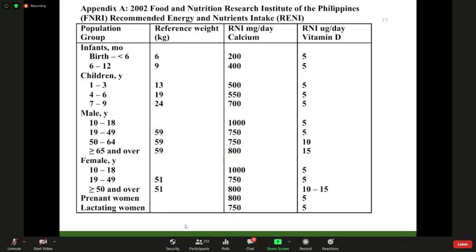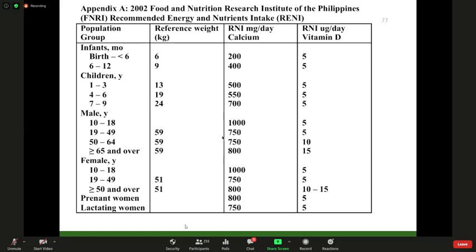Now, what do you have to know about drugs for osteoporosis? First is, of course, you want to prevent osteoporosis. And you want to prevent osteoporosis especially in our country where we are not natural milk drinkers. And so these are the new RENI, or the requirements for calcium as well as vitamin D.